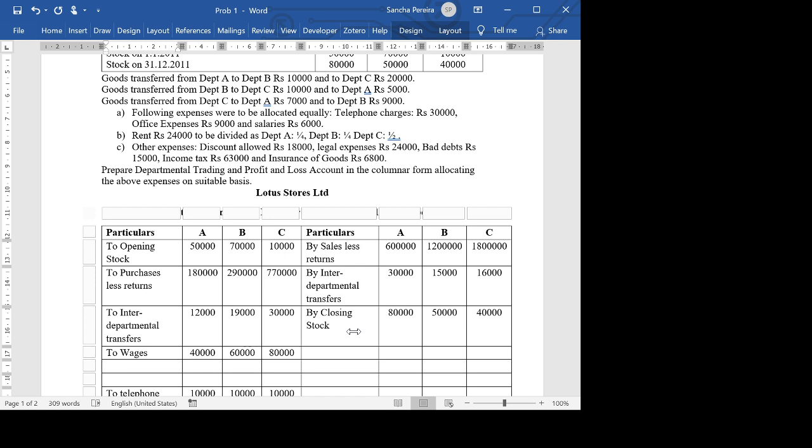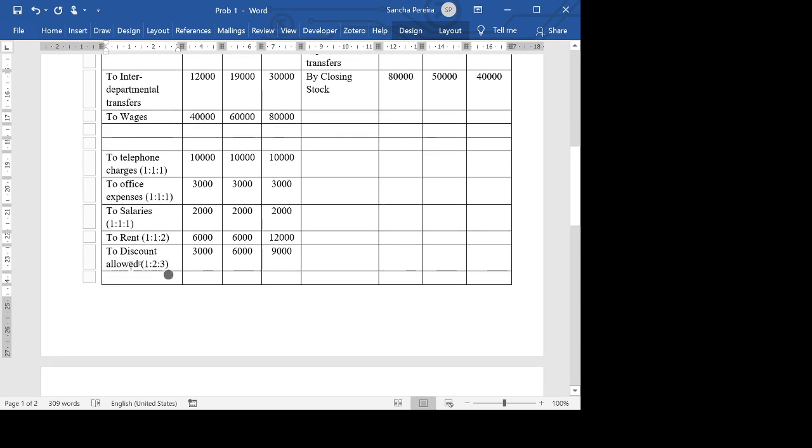Okay, fine. Next, we have discount allowed. Now, legal expenses go to the general profit and loss account, so when we prepare that, we'll take that. Bad debts again is based on sales, so I'm going to use the same ratio.